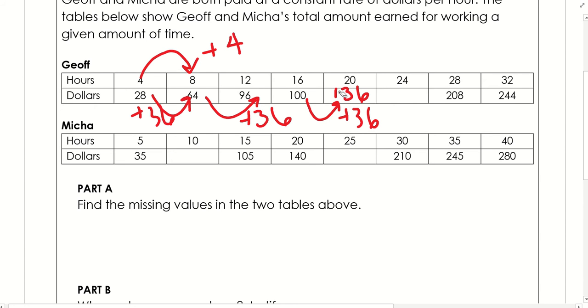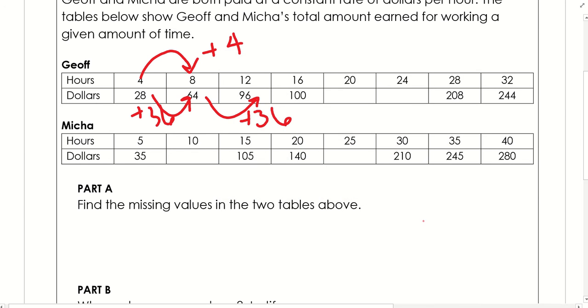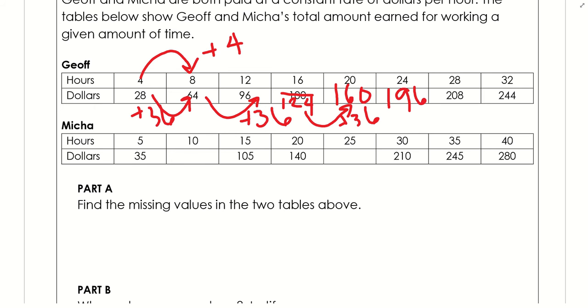Go ahead and erase this. Erase all of this. I'm going to draw something else. So this number should really say 124. So then I need to say 124 plus 36. 124 plus 36 is 160. And then 160 plus 36 is 196.